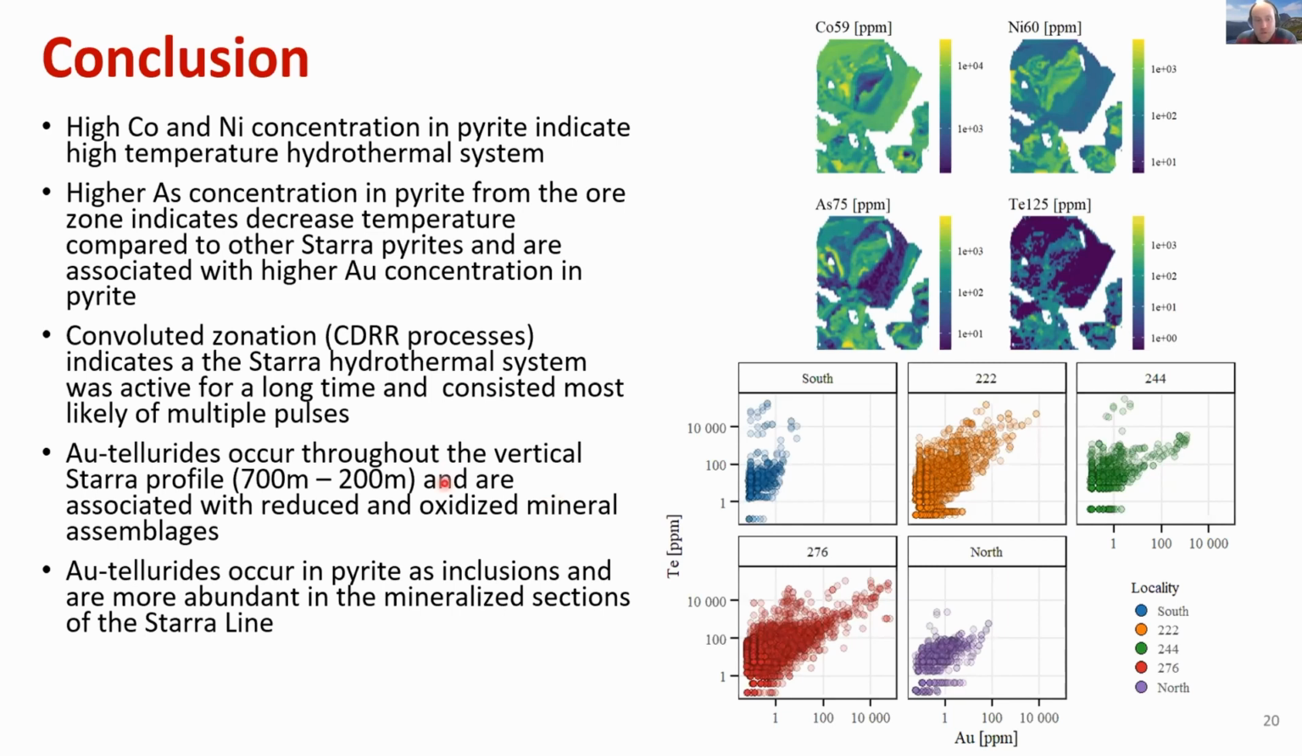Most of the gold that I have found at Starra so far is associated with tellurides. Doesn't matter if we are in the relatively oxidized mineral assemblage, which occurs in the ore zone, or if we are in the reduced mineral assemblages, it's usually gold together with telluride.